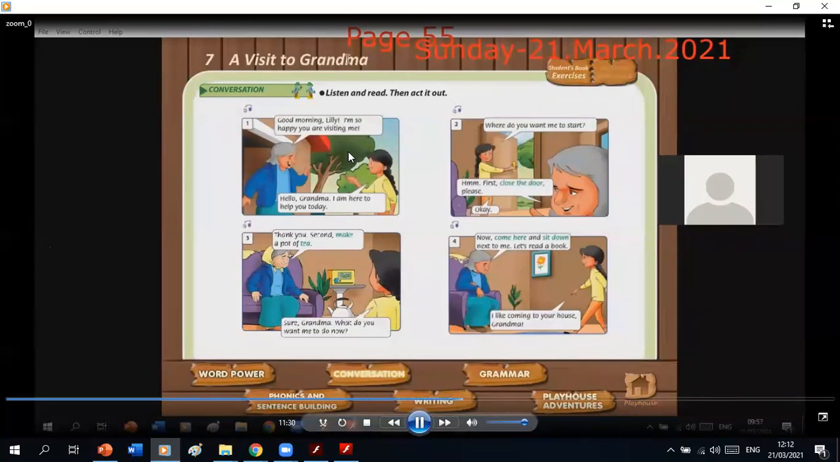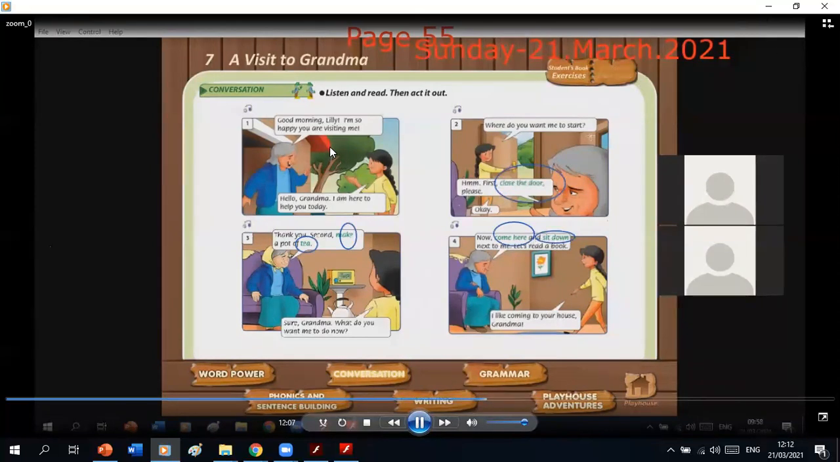Let's make a circle for the word power. Make a circle for close the door. Everybody make a circle for the word power. Selma, read the word that I circled. Close the door. Great. Make tea. Great.